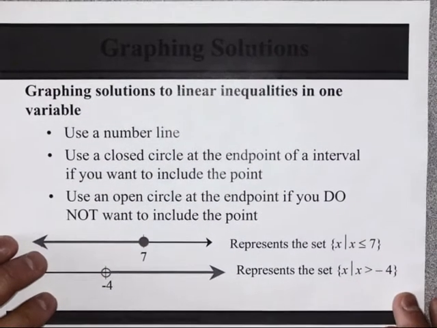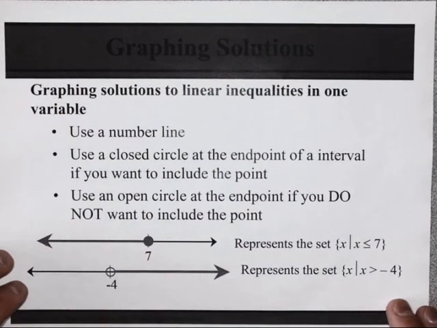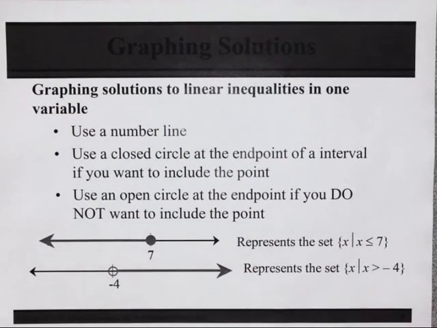Alright, so when we solve inequalities, it's different than when we solve equations. When we solve equations, we generally just have one solution. When we solve inequalities, we have multiple solutions. So it's actually easier for us to show the solutions by graphing. So we use a number line to graph. We use a closed circle at the endpoint for less than or equal to or greater than or equal to. And that basically implies that that endpoint is also a part of the solution.